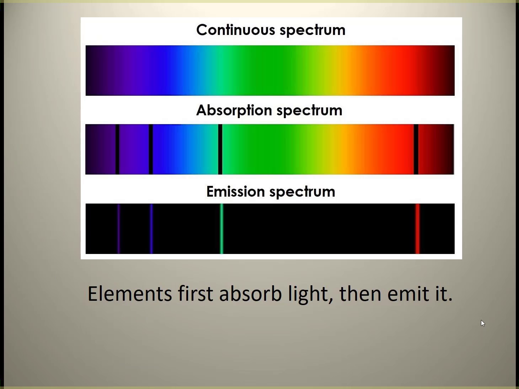So the top colors, that would be like white light. And if you shine that white light on an element, the element will first absorb certain wavelengths, and which ones it will absorb will be element specific. And then as soon as it absorbs it, it immediately emits those colors. So we can get an emission spectrum. So elements first absorb certain wavelengths of light, and then they emit it. So they won't emit all the wavelengths of light. They're not going to have a smear of color. They're going to have these bands of color.